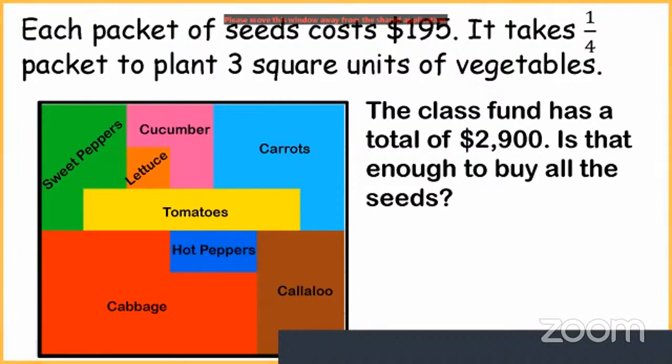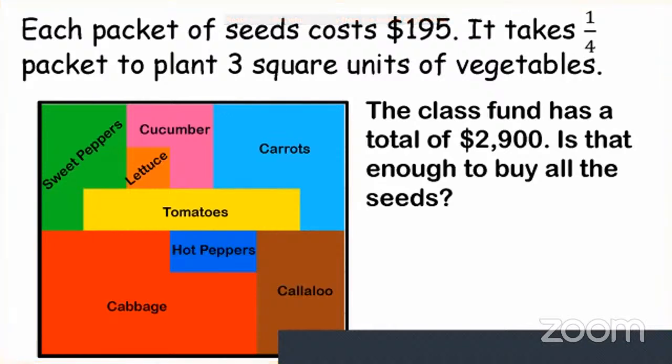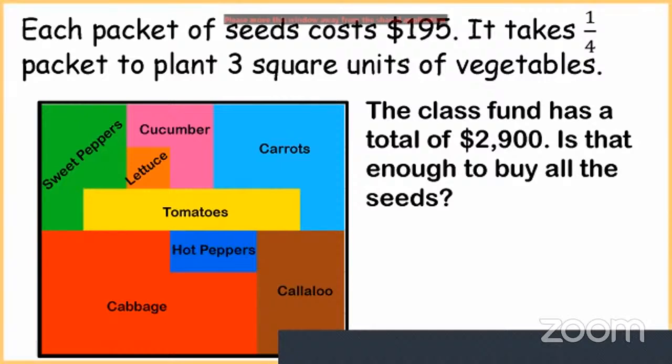Are you understanding that? Yes, Miss, I am. I was just trying to ask which section I was supposed to work out. Which section of where? The garden? Yes, Miss. It says all the seeds. So it would mean all the vegetable seeds. Okay? Yes, Miss. All right.